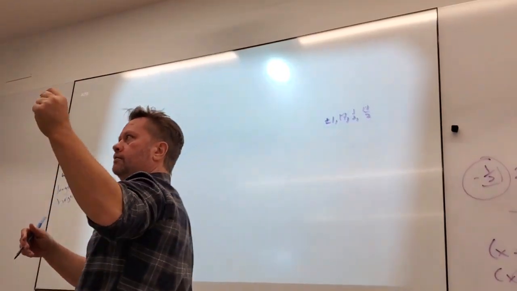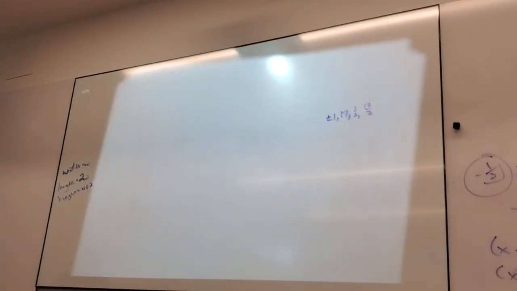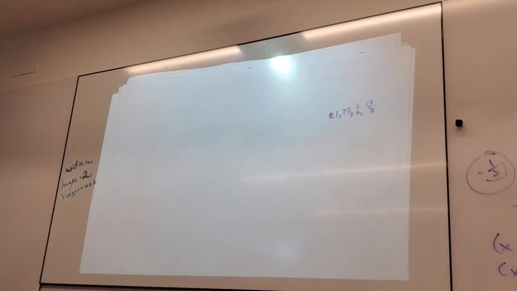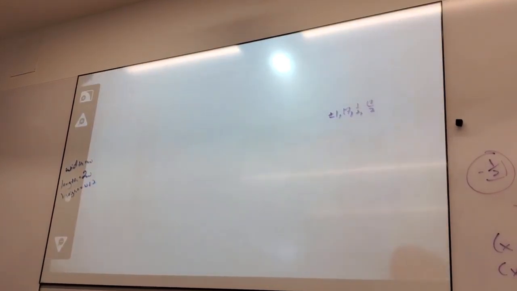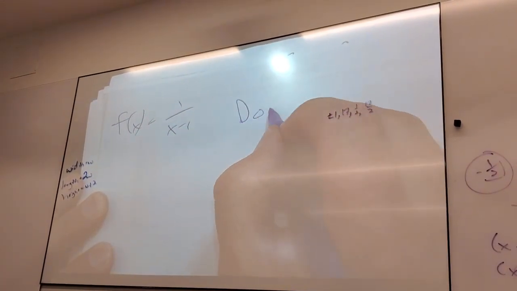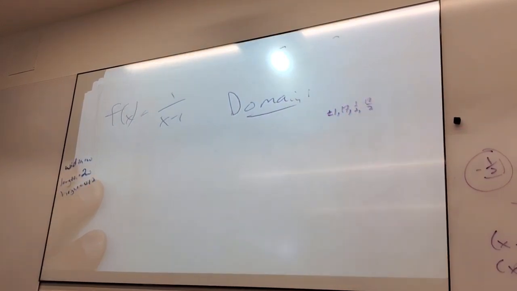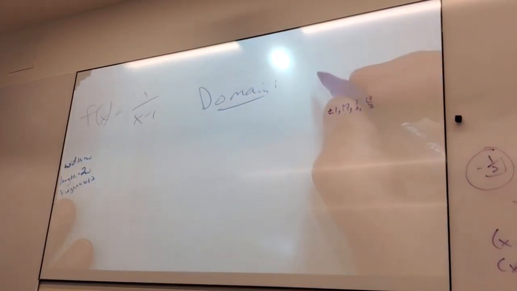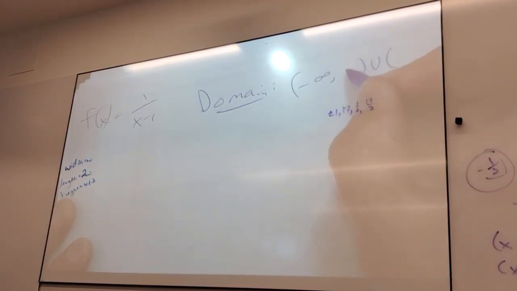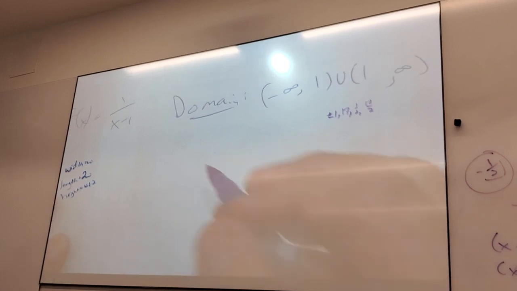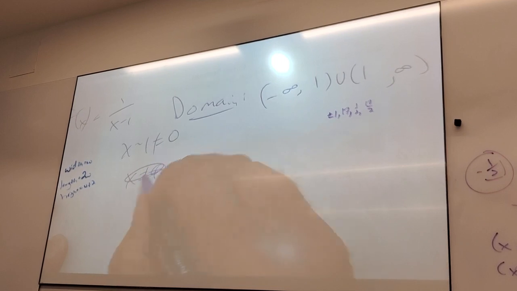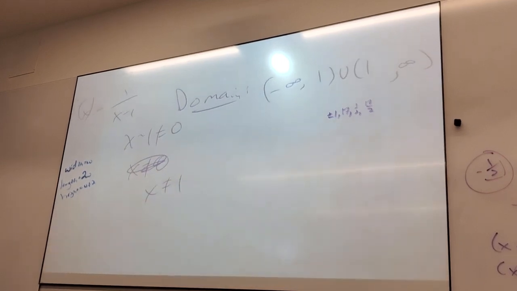What if I have the function 1 over x minus 1, can anyone tell me what the domain of that function is? Basically everything except 1. Yeah, everything except 1, right? Because the bottom can't be 0. So x can't be 1.